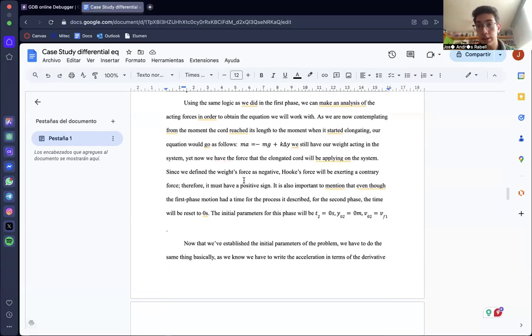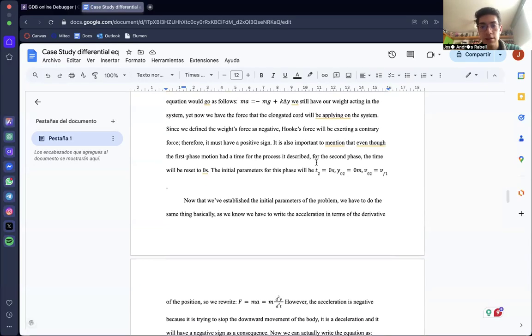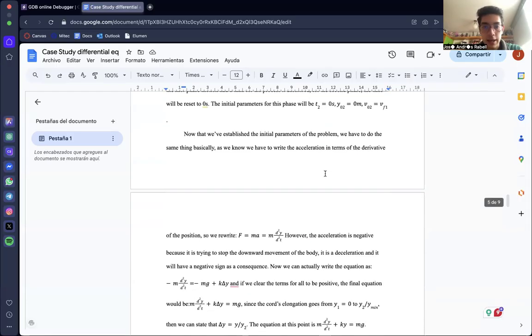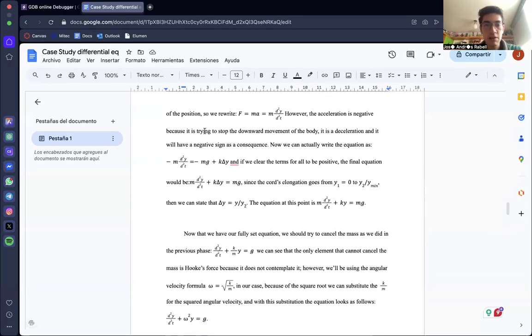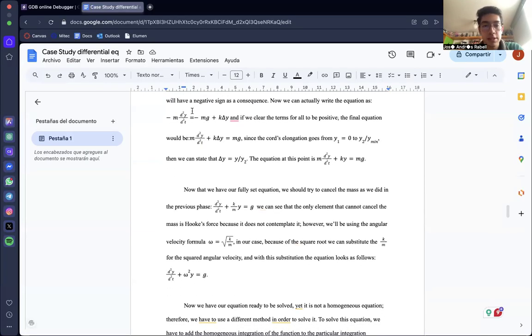Now, for phase two, since there is the Hooke force or elastic force pulling the body upwards, it'll be positive. The gravity stays negative. Time is reset because it'll help us later on, and we can rewrite the force like this because it is the acceleration, the second derivative of the position. However, it is negative because it's trying to stop the downward movement of the body, and it's decelerating. So this is how our formula would look like.